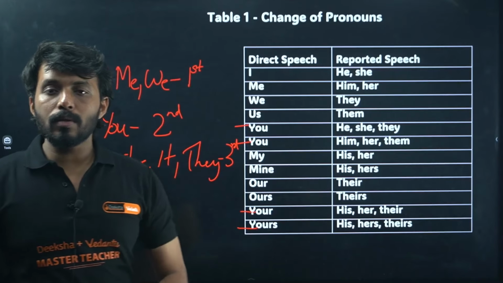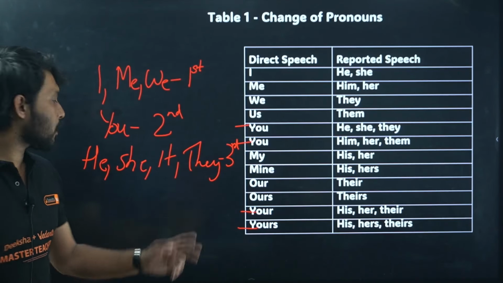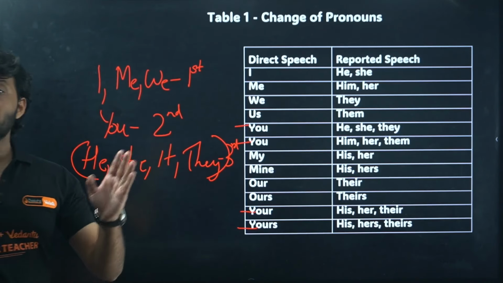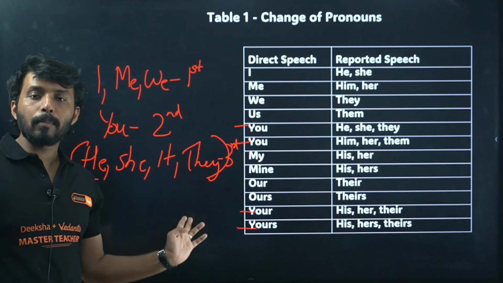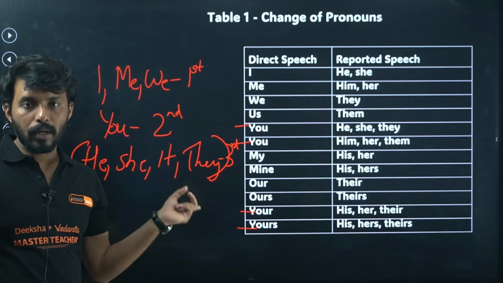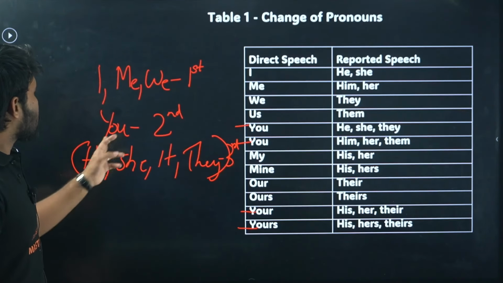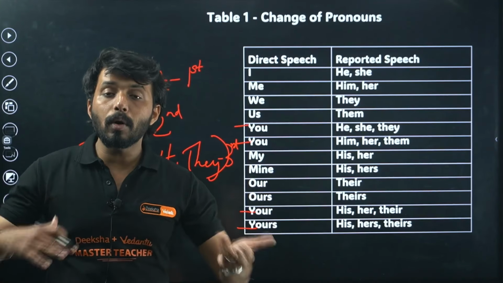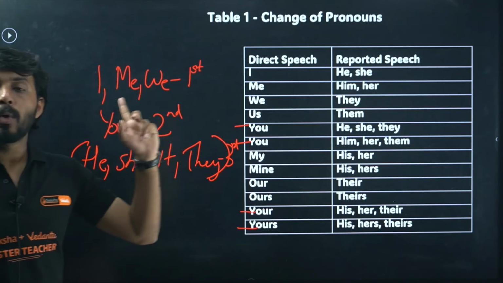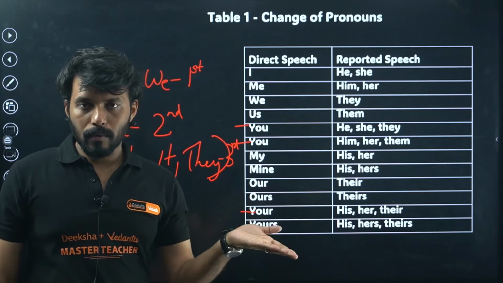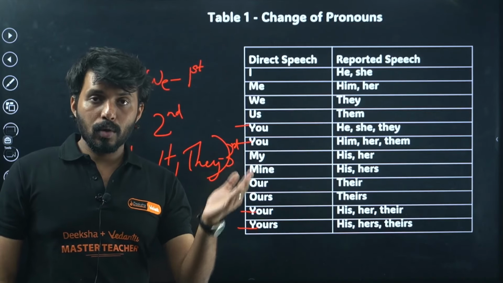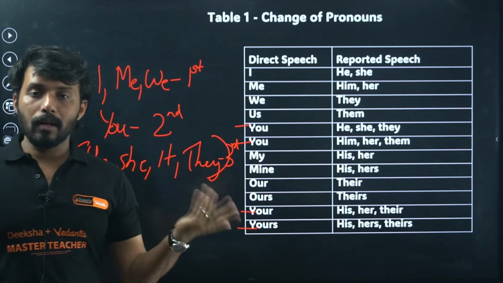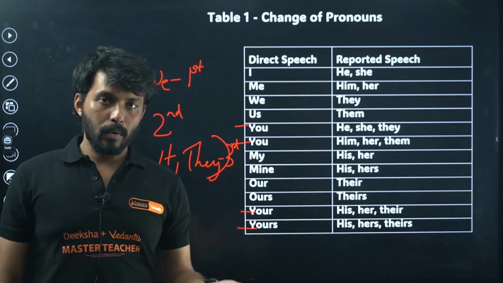Most often when reporting, you only report into third person. In direct speech you may get first or second person, but when reporting most often you get third person only. Second person you will never get, especially when you're converting into reported speech. You will never report it into second person. So first person and third person may come when reporting, but second person will never come. Keep this in mind.